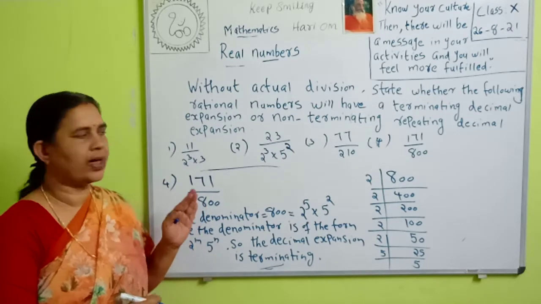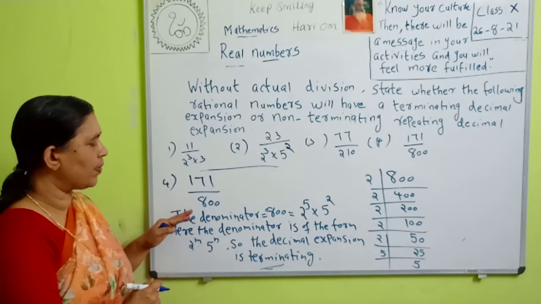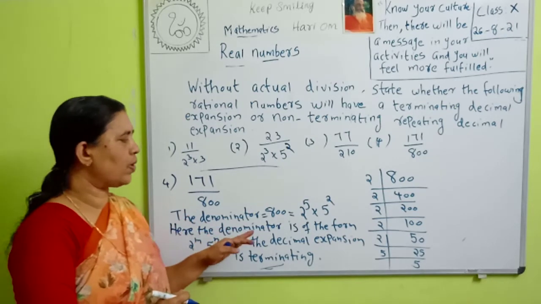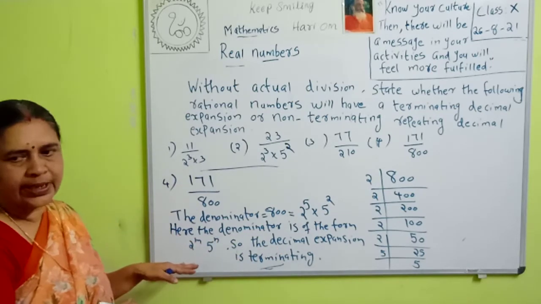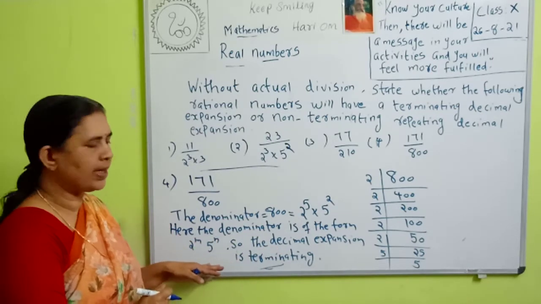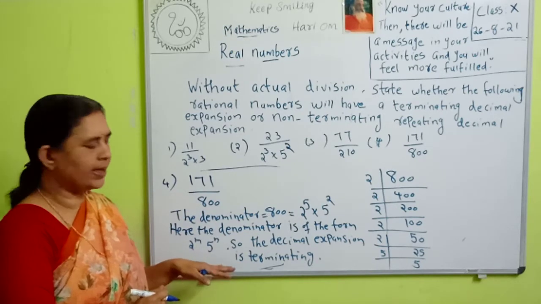So to check whether the decimal expansion of a rational number is terminating, first you find the prime factorization of the denominator. Here the denominator is 800. So we factorize it and we got the answer as 800 is equal to 2 raised to 5 into 5 square. So it is of the form 2 raised to m 5 raised to n. So what we can say, the decimal expansion of this 171 by 800 is terminating.